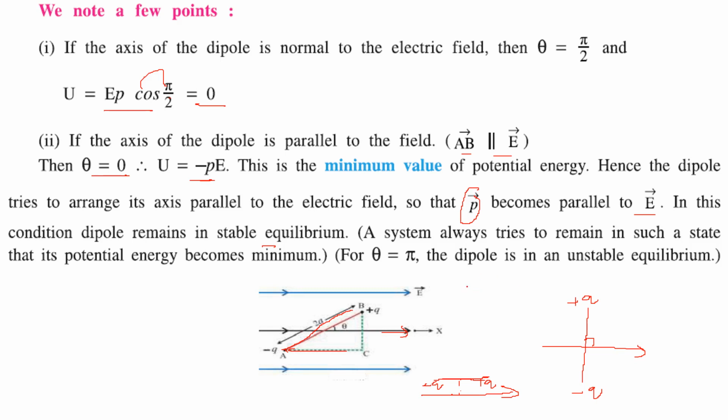As I just said, any system will always try to remain in a state where the potential energy is minimum. If you make theta equal to pi, that means if you rotate this, plus q here, minus q here, then it will be in unstable equilibrium. So we have to see about the charge also, because we have to understand in which direction the electric field is.